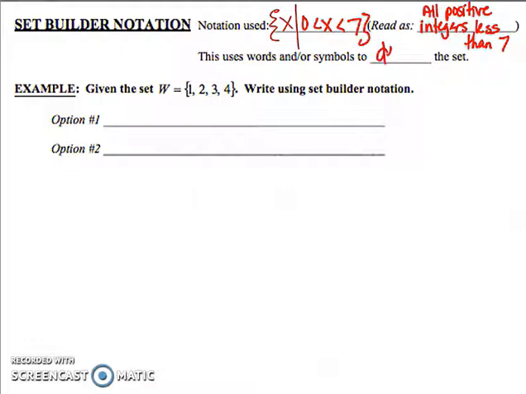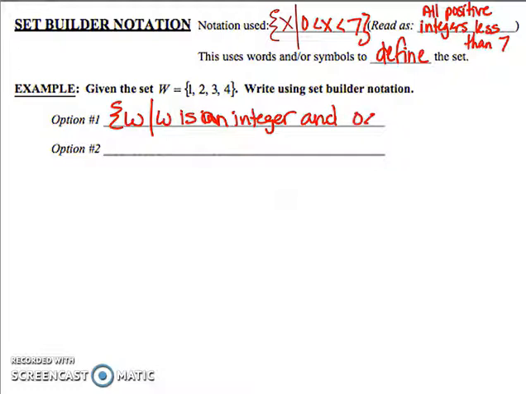So here's another set, W, 1, 2, 3, and 4. We want to write this using set builder notation. Now, there's more than one way to do this. I'm just going to give you two options. Option 1, we could say, this is set W, and we'll say W is an integer, and then we could say 0 is less than W, which is less than 5. Okay, so remember the less thans mean not including 0 and not including 5, right? So just integers between 0 and 5, which would be 1, 2, 3, and 4.